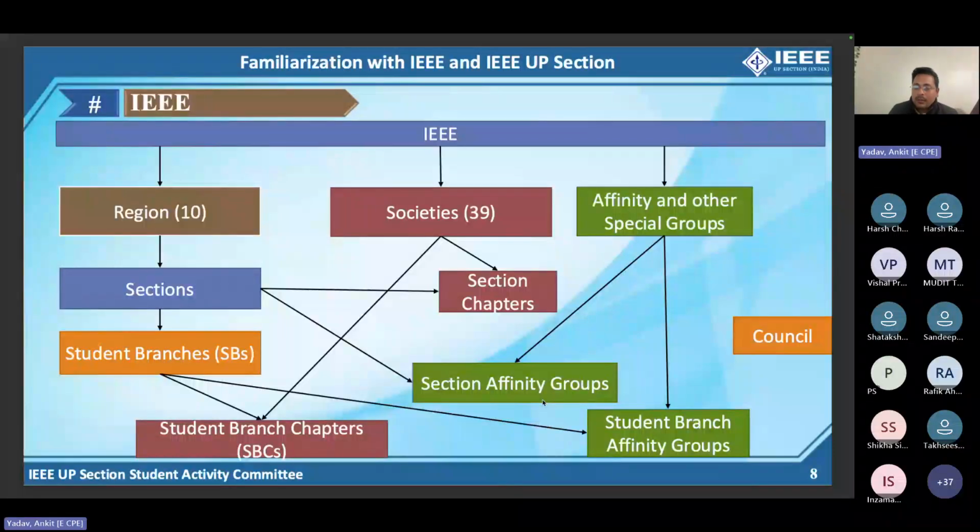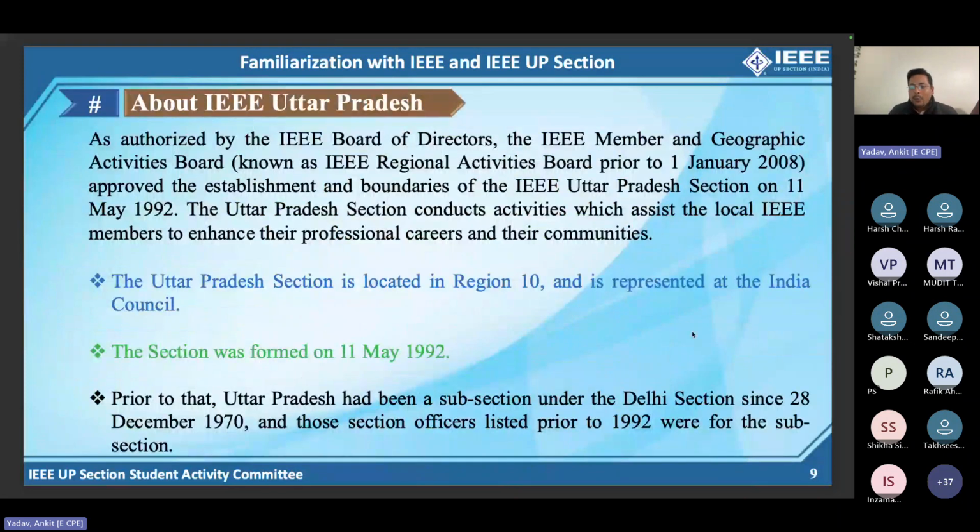So that's all about IEEE, and then comes the IEEE UP section. The IEEE UP section geographically covers Uttar Pradesh and Uttarakhand, and it has been there since very long back in UP. Earlier it was a part of the Delhi section, operating as a subsection, and later on it became a full section in 1992. So before 1992, it was a subsection since 1970.